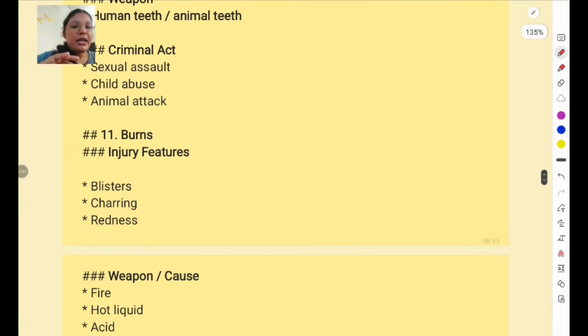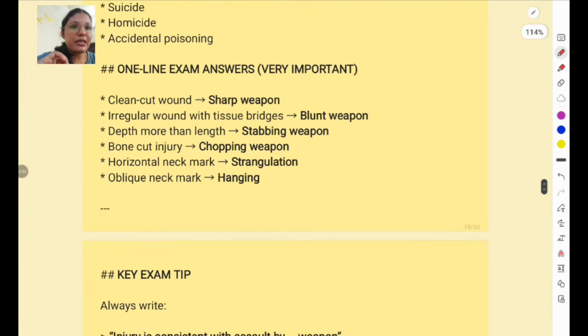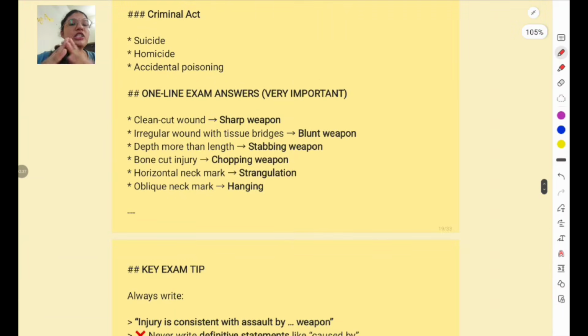Okay, and lastly there is one exam tip also. Generally, when there is a clean cut wound, it is caused by a sharp weapon. If an irregular wound with tissue bridges, it is caused by a blunt weapon. If the depth is more than the length, it is a stab wound. If a bone cut injury is there, it is a chopping type of weapon. If a horizontal neck mark, then it is strangulation.